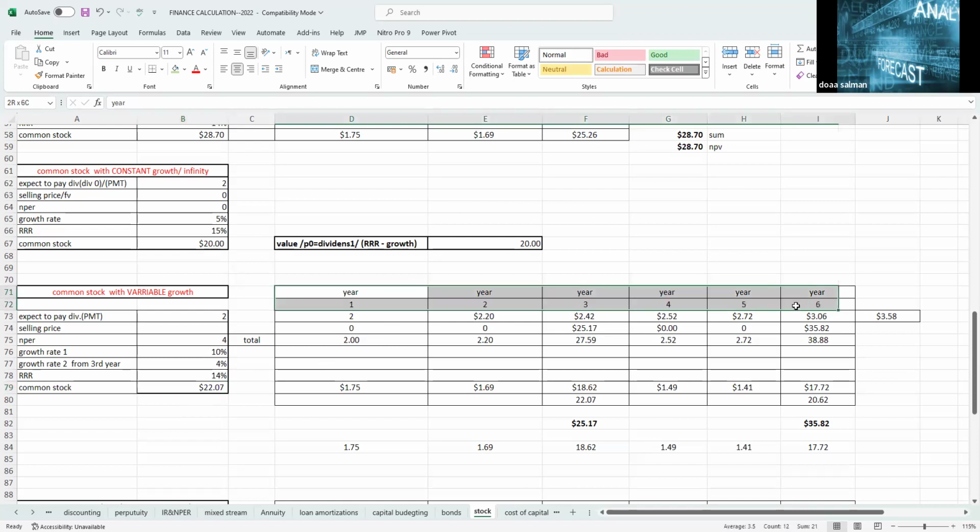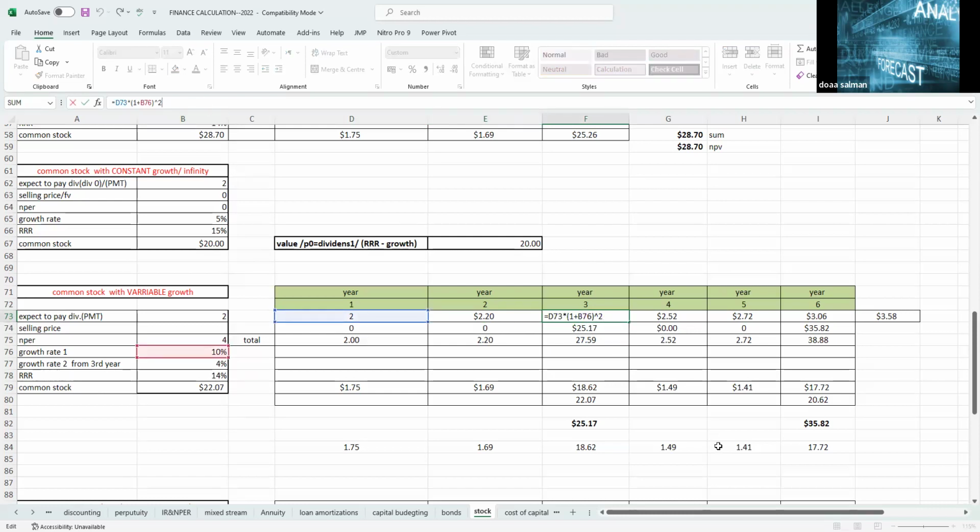As you see here, I'm going to expect it to pay 2. This is the number of years, this is my plan. The number of years is 4. The growth rate is 10%, and then the growth rate from the third. What do you mean by the third? It is 2 for the first year, then 2.2 times 10% for the second year. How long am I going to last with this? I'm going to last with this for the first 3 years, so I will highlight the 3 years based on the growth rate.